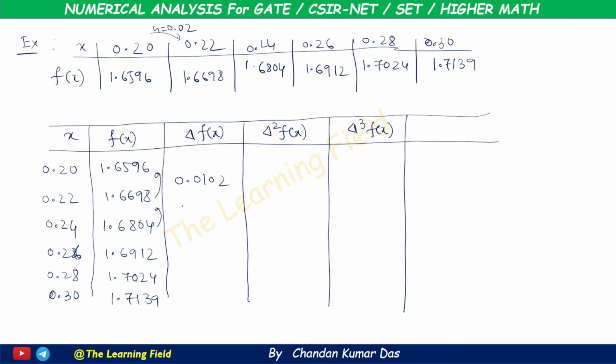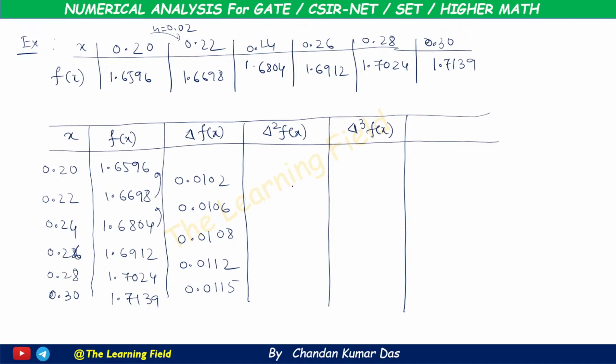Okay, this is equal to 0.0102, 0.0106, 0.0108, 0.0112 and 0.0115. Okay, this one. And delta square f(x) equals what?